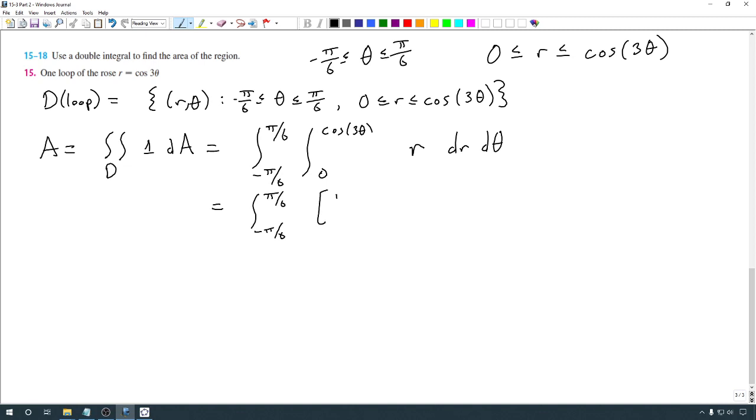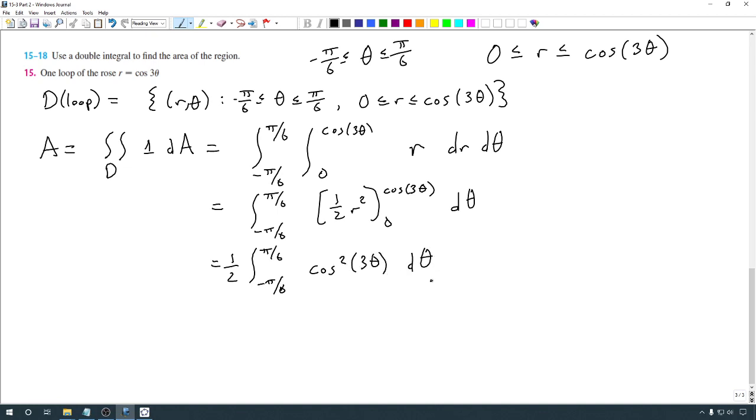Obviously, the integral of r is 1/2 r squared, going from 0 to cosine of 3 theta. That means, when we plug in 0, we don't get anything. When we plug in the cosine, we do end up having to integrate, well, let's move the 1/2 out here too. We have to integrate cosine squared of 3 theta. Now, we do have to remember how to integrate something like that. When we have cosine squared, how do we integrate that?